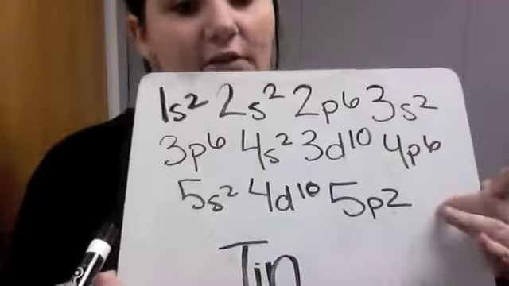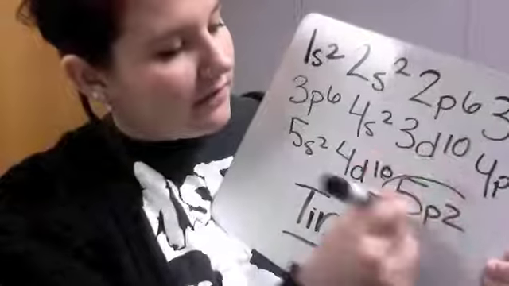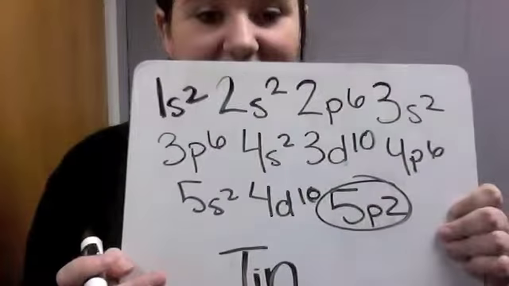And I know it looks like a lot of writing, but it's pretty easy to figure out once you've got it. And 5p2, that is our final destination. We found tin. Alright, thank you.